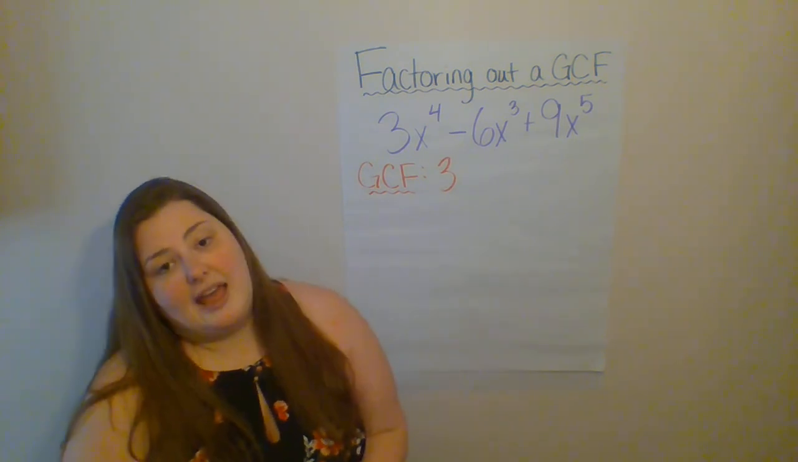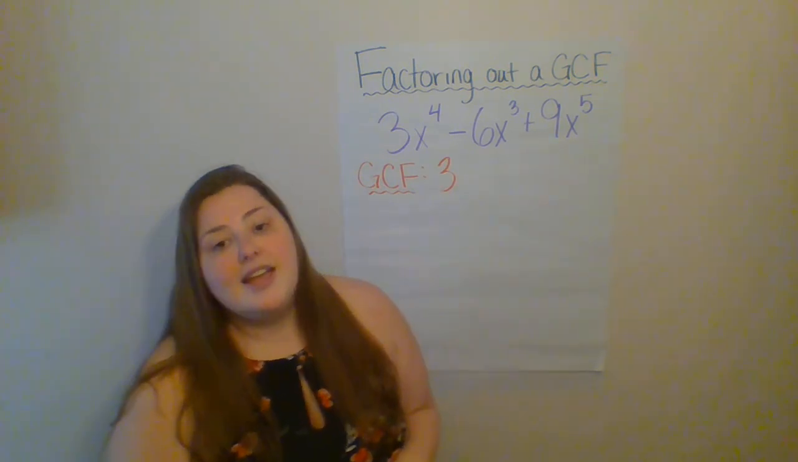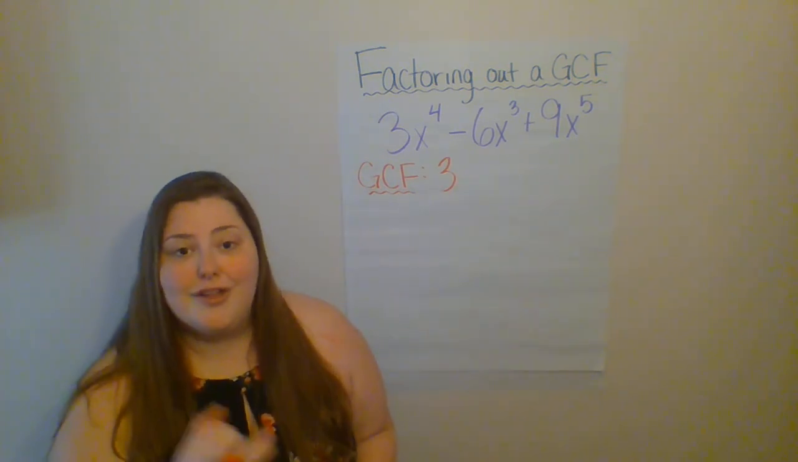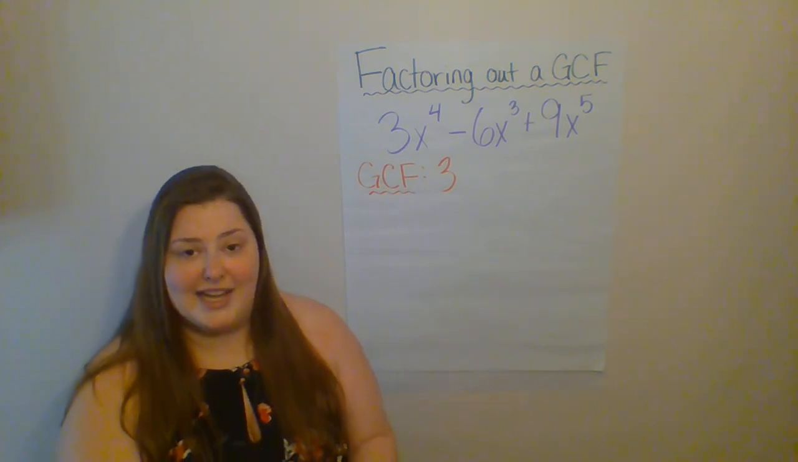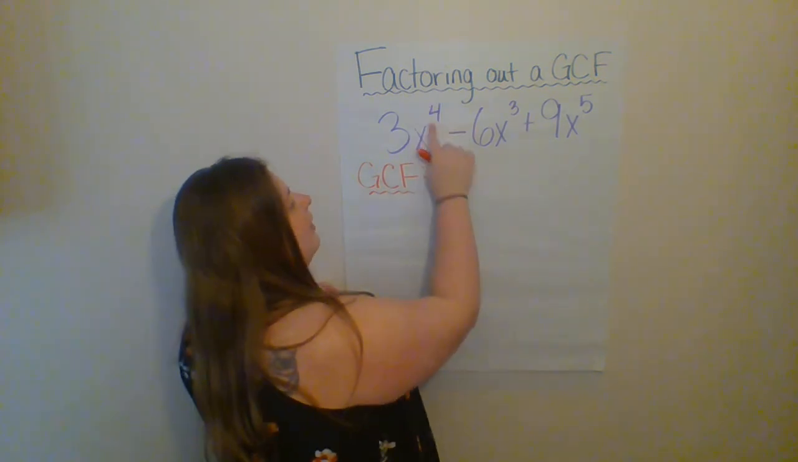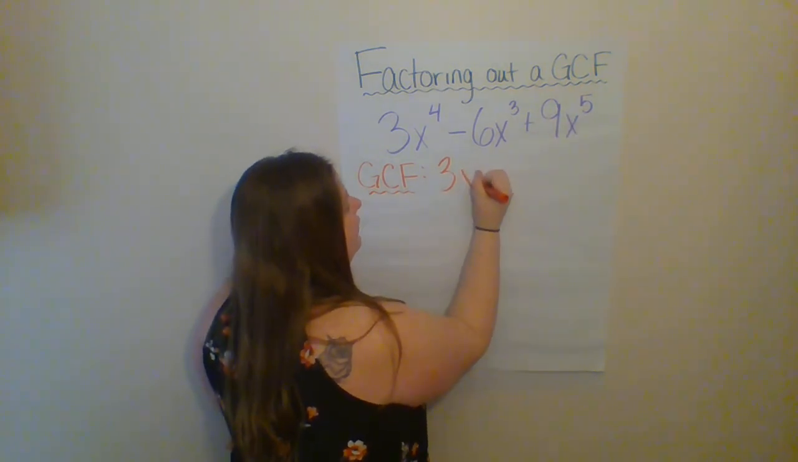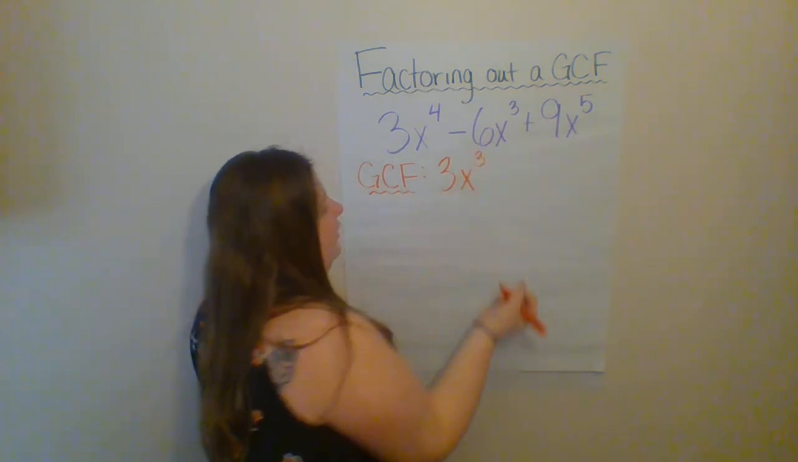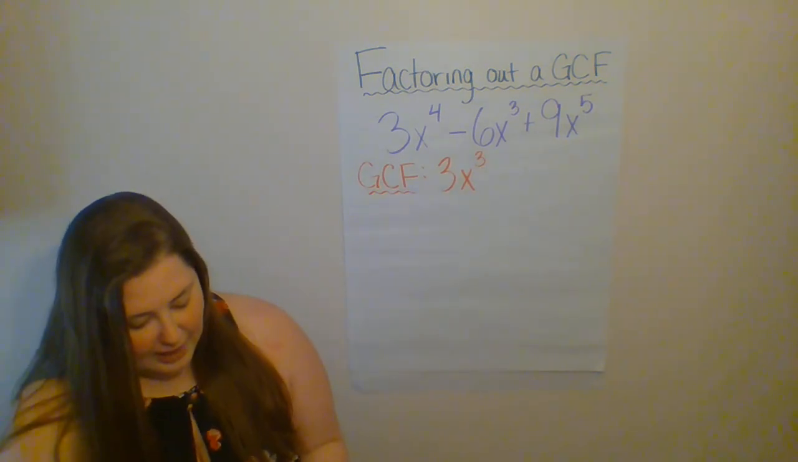Now we're also going to look at the variables. So we have x's in all of them. Since we have an x in all three terms, we are going to pick the x with the lowest exponent. So we have 4 versus 3 versus 5. Our lowest exponent is 3. So x to the third can be taken out of this polynomial.